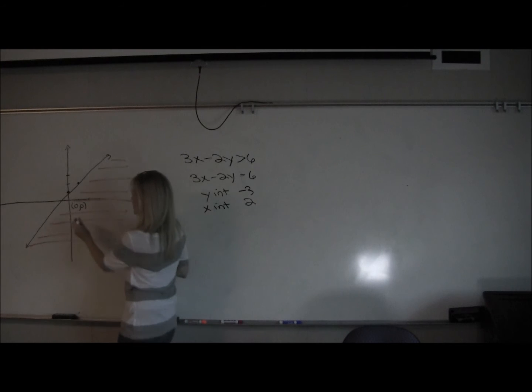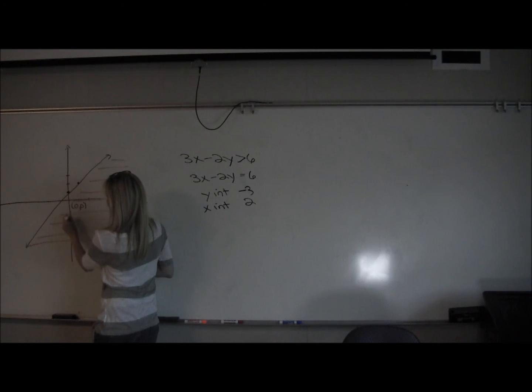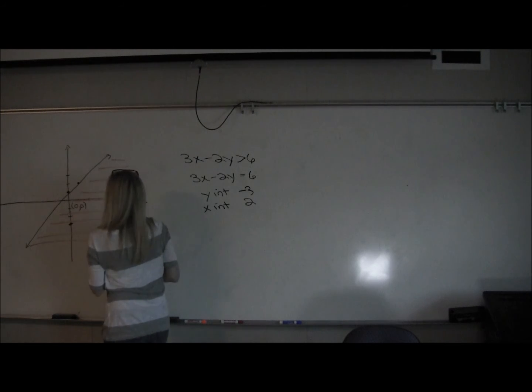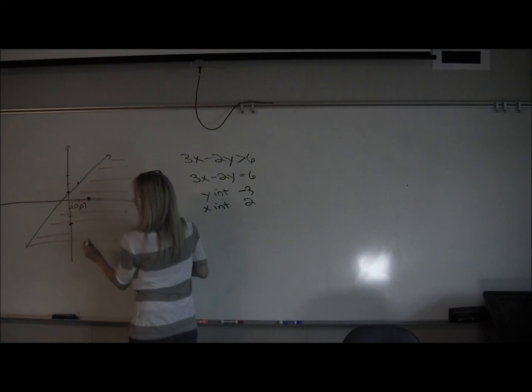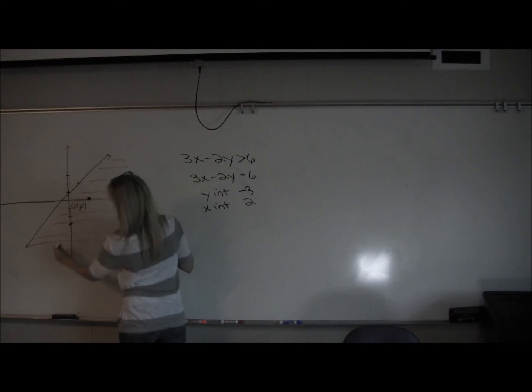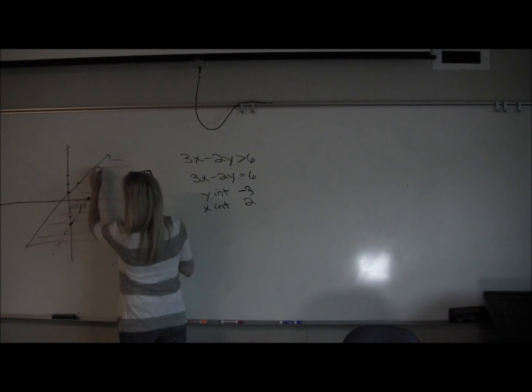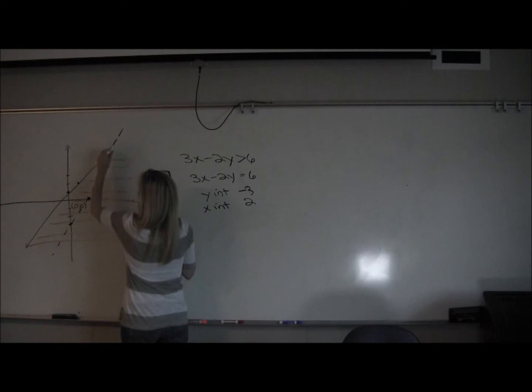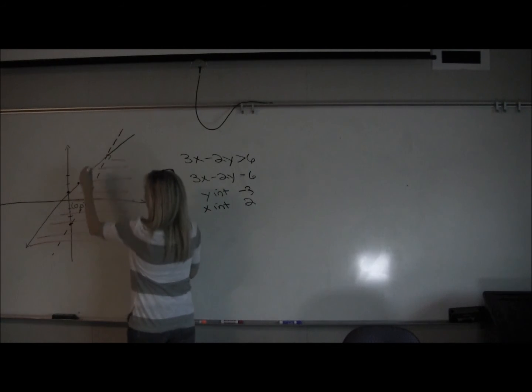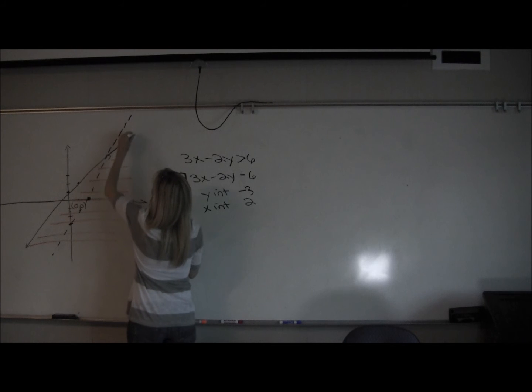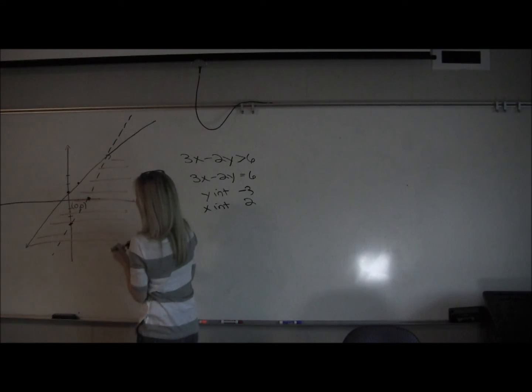So my y-intercept, if I count 1, 2, 3, is -3. My x-intercept is 2. And I have to have a dotted line, so I'm going to draw a dotted line. I'm using the same graph because I want to show you what would happen when I combine these. Okay, so I have my dotted line.